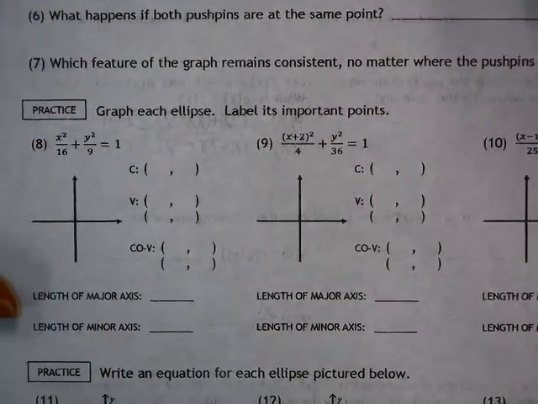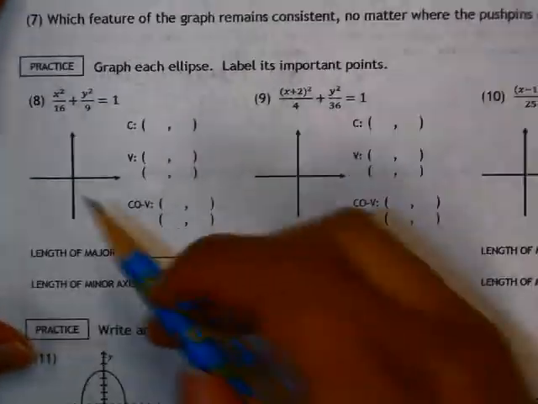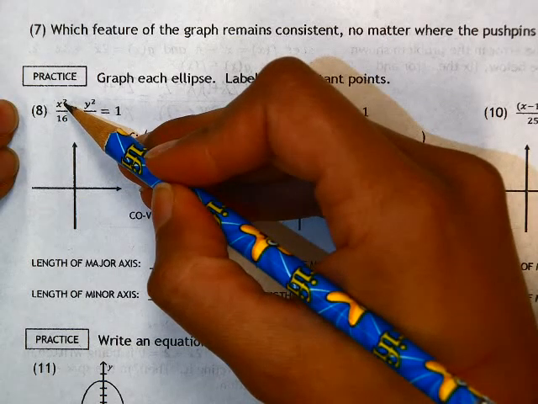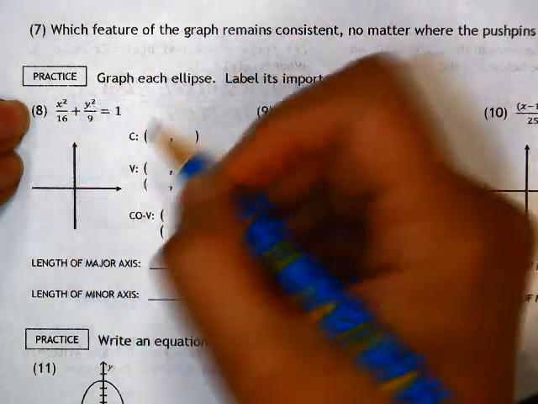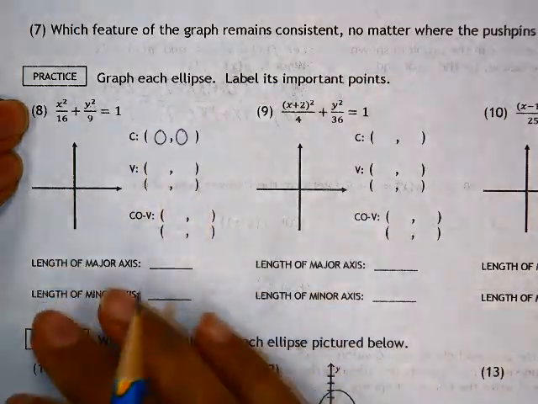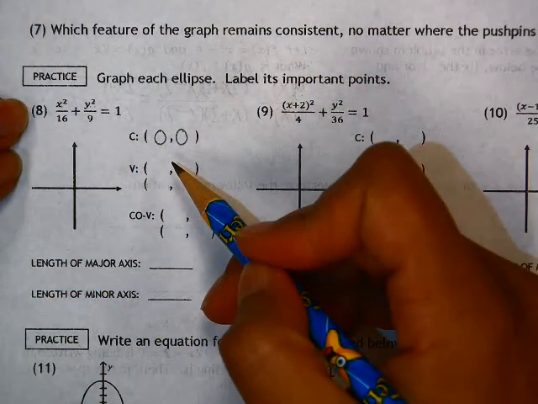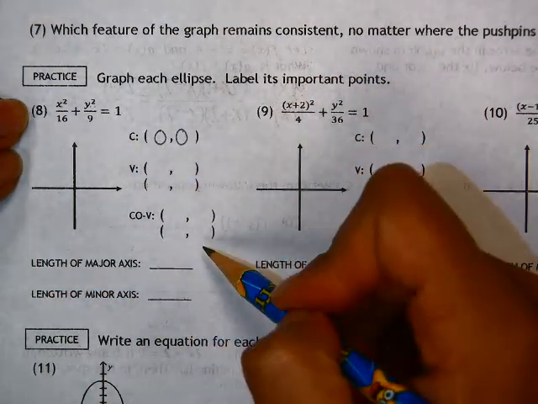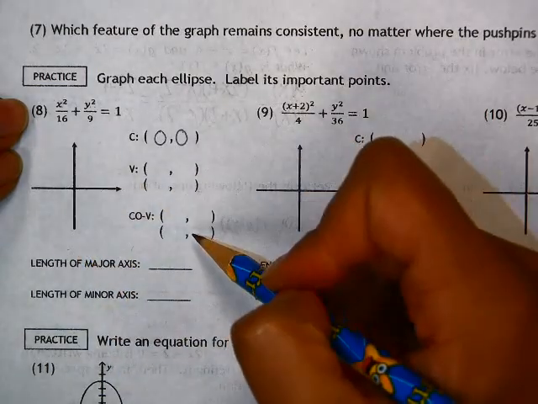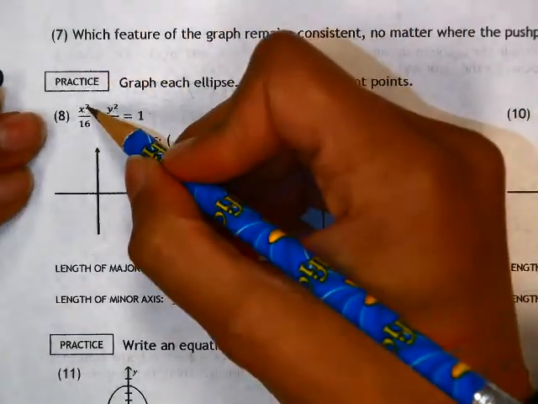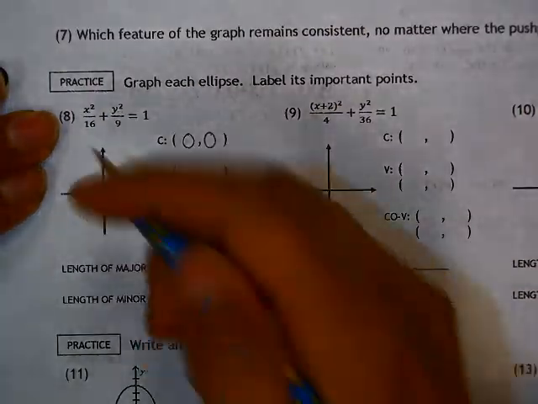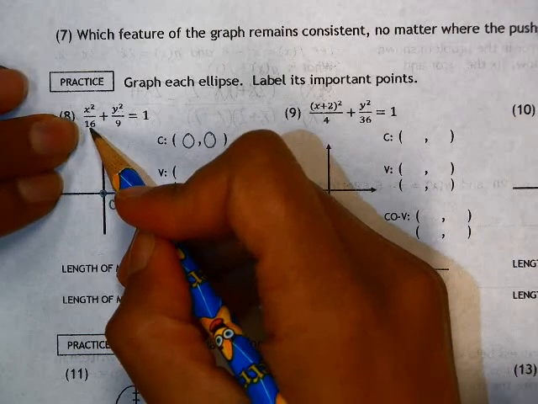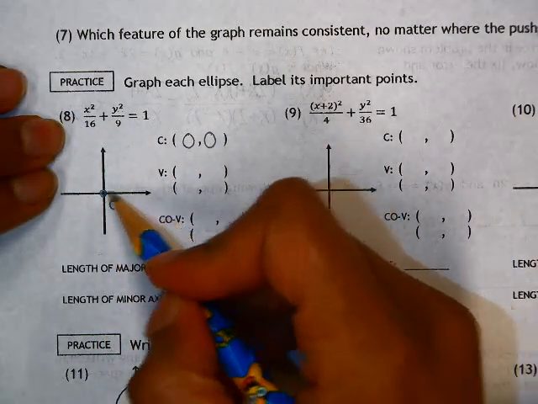Okay, we're on 26.1, which is Introduction to Ellipses. And I'm going to go over 8 through 10, which is graphing ellipses and labeling the important points. So we have the center of this ellipse, because the h and the k value are both 0. I'm going to say the center is at 0, 0. And before we fill in all the important points, let's graph it first, and then this will become very apparent. So I'm going to plot the center of the ellipse first.